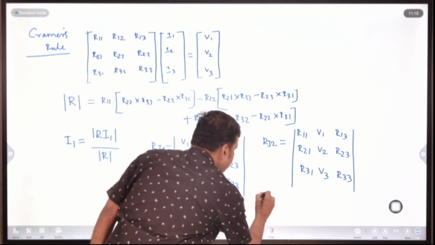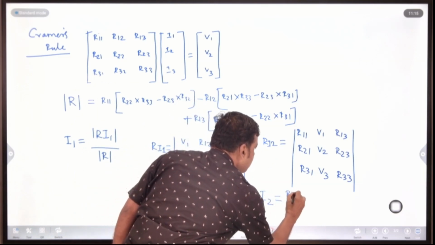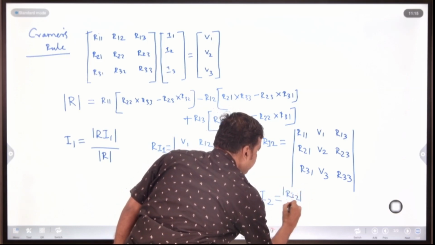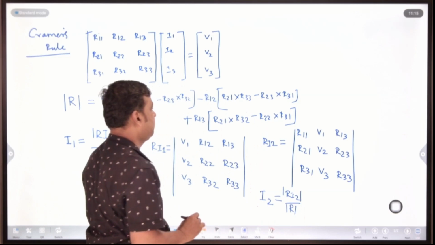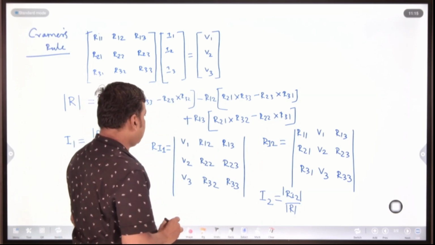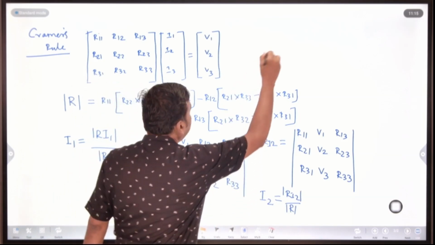So I2 is how much? I2 equals Ri2 divided by this determinant R. This is nothing but I2. Ri2. Same thing for Ri3.